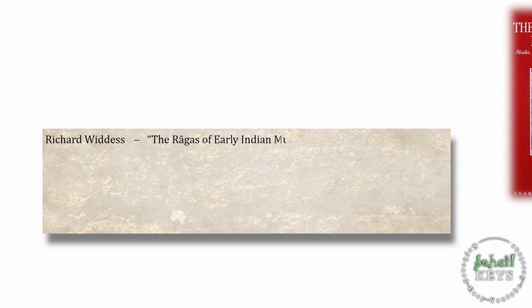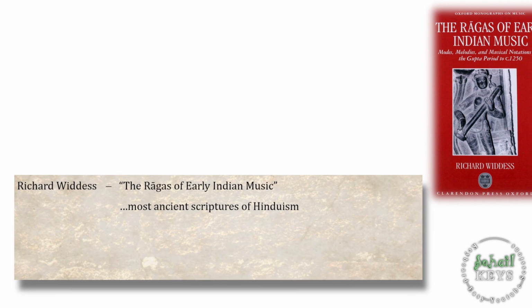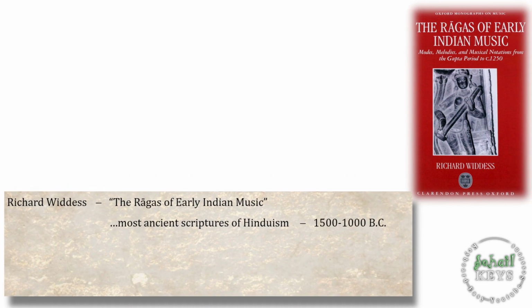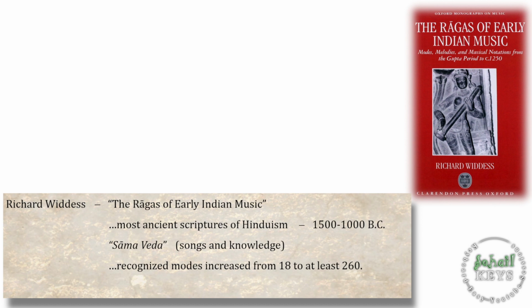Richard Widdess, in his book The Ragas of Early Indian Music, writes that the most ancient scriptures of Hinduism date from 1500 to 1000 BC. The music component was derived from the Samaveda, which literally means songs and knowledge, the tradition of chanting Vedic verses in sacrificial rituals. He mentions that in modal concepts, the number of recognized modes increased from 18 to at least 260 between the early 1st millennium and the 13th century.